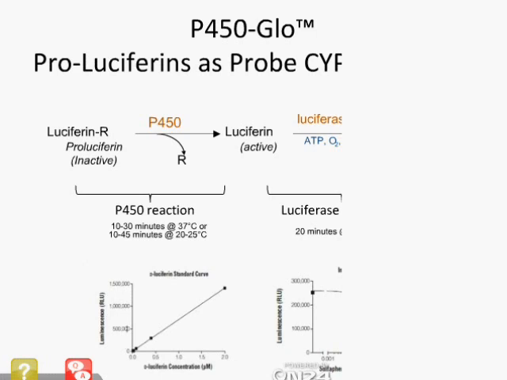The P450 reaction, which is the first step of the assay, utilizes a substrate that is a derivative of luciferin. The derivatives contain blocking groups that are recognized by the various P450 enzymes. In the first step of the assay, the blocked proluciferin substrate, which itself is inactive, is converted by the cytochrome P450 enzyme to a D-luciferin product.